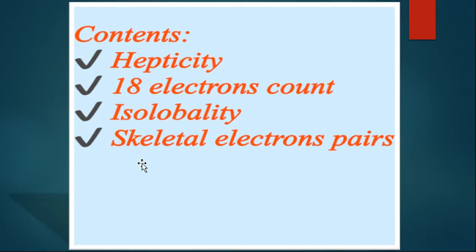So basically, hapticity is the number of atoms attached to the central metal atom. If you see here, this metal is attached to this single carbon, so the hapticity is 1. Hapticity is denoted as eta.